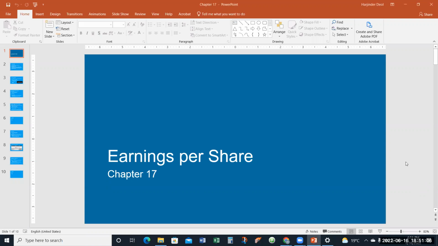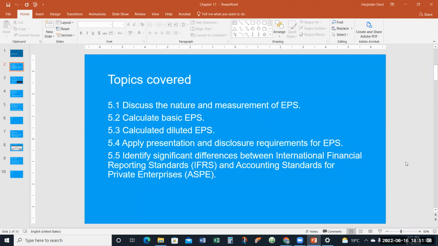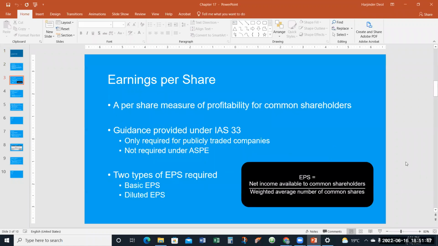So earnings per share, the topics that we're going to cover. Good news, there's no requirement under ASPE for earnings per share. So all we're going to learn about is IFRS. Earnings per share is essentially a measure of profitability of a business. We calculate the profit earned by a business on a per share basis, from the perspective of common shareholders.